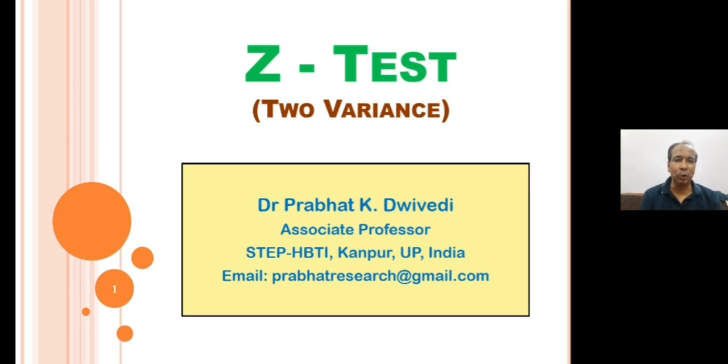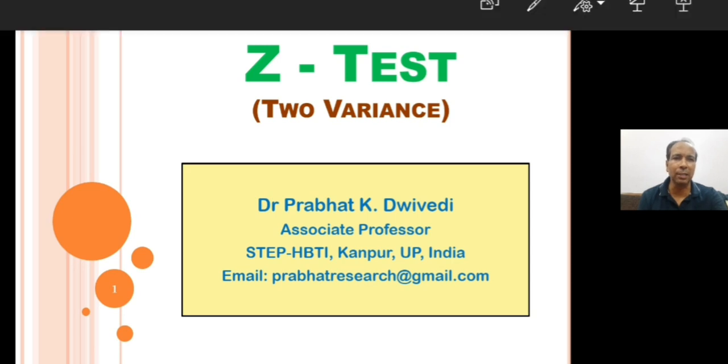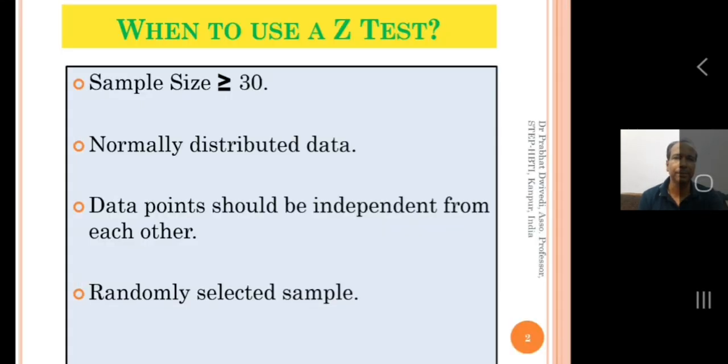Today I am going to discuss with you Z-test for two variances. This is the last category in Z-test. So let's see how this Z-test for two variances is conducted.